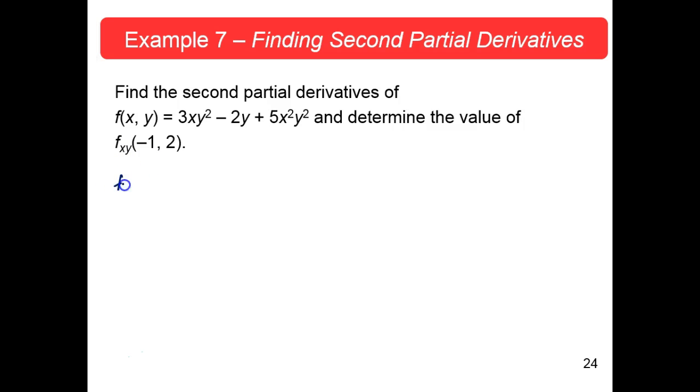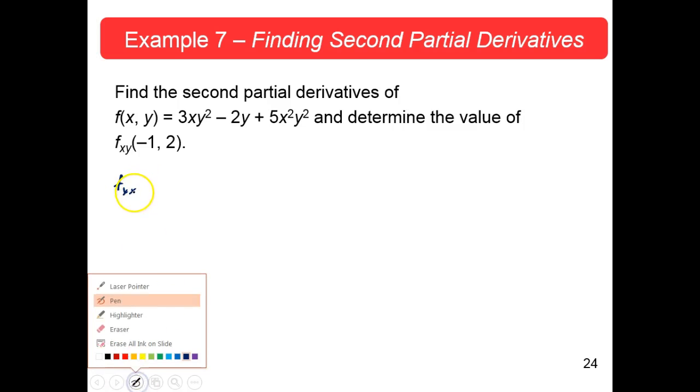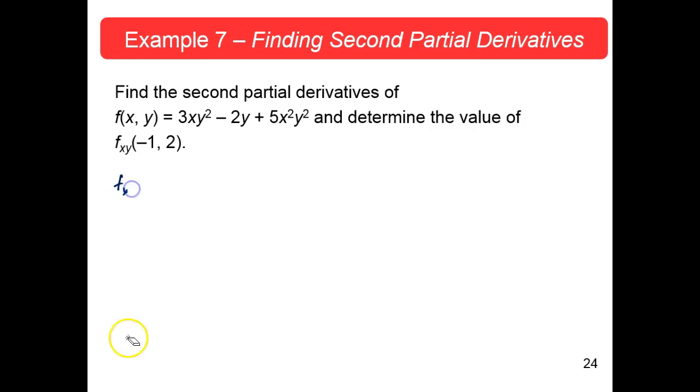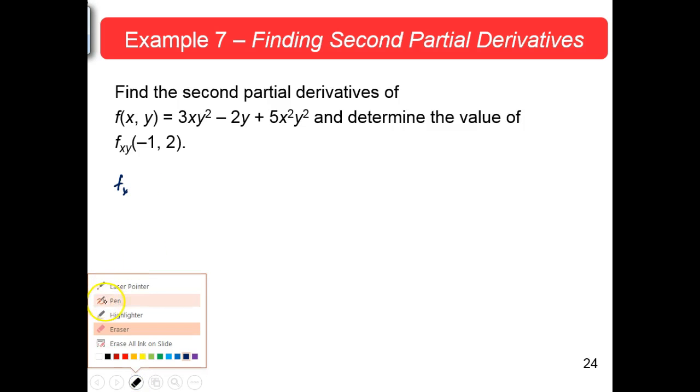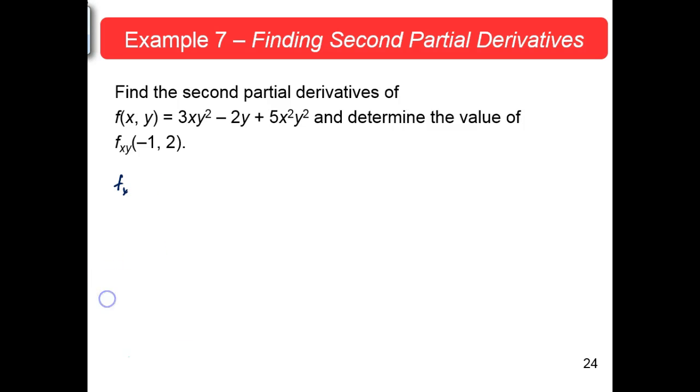So let's start with f sub xx. Well, in reality, you start with f, okay, and f sub x, okay. All right. So f with respect to x would be, treat everything else as a constant, and you just got a single variable x there.